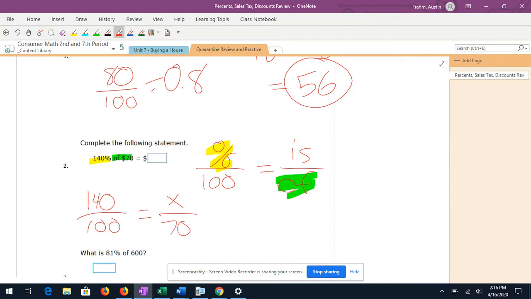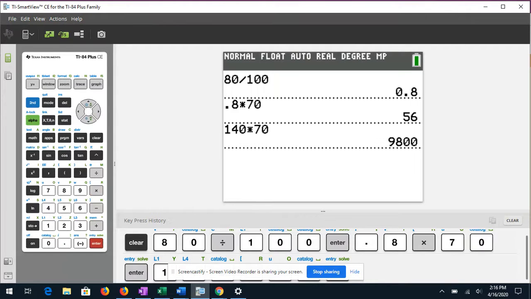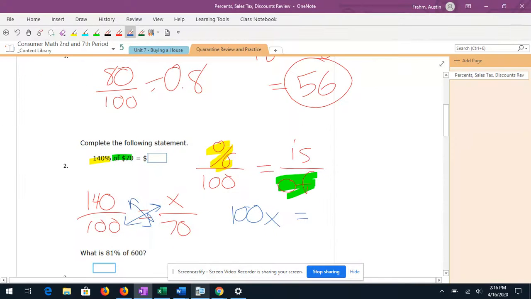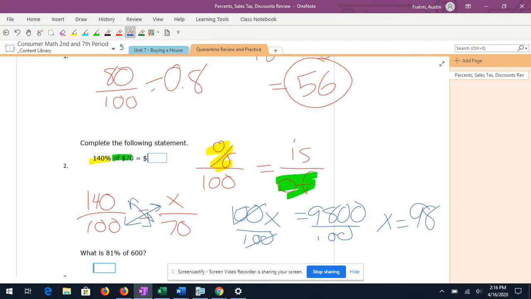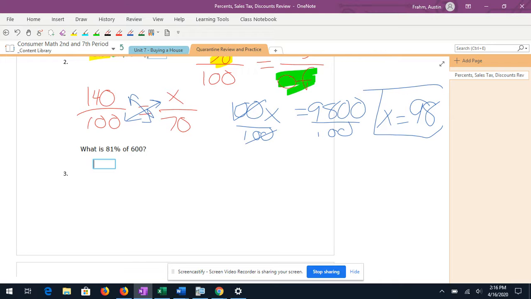Now that we have a proportion, we can cross multiply. So I would have 100x equals 140 times 70. 140 times 70 is 9,800. Then to get x by itself, we just divide both sides by 100. So x would come out to be 98. So you could use either method to solve problem number 3. Again, those are the two methods that you could use here.